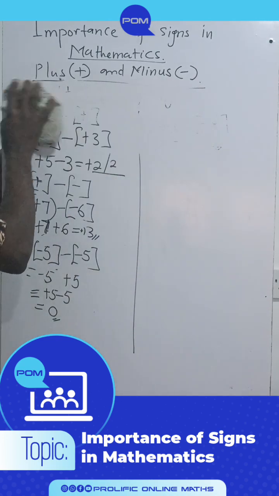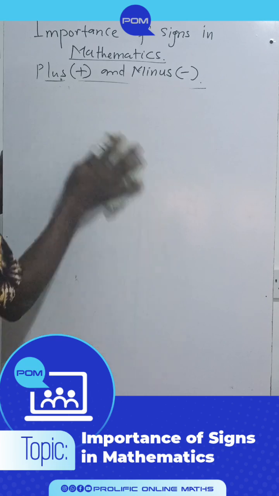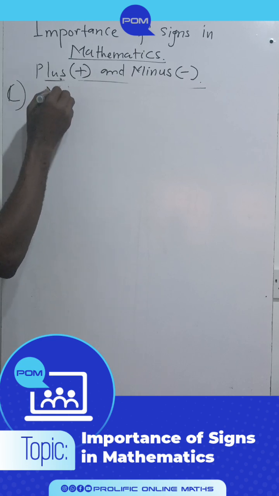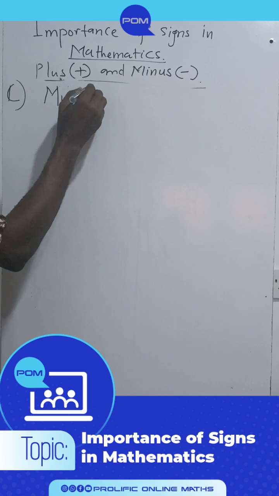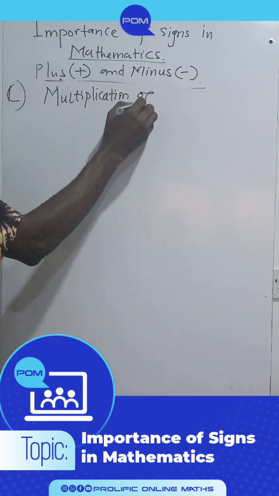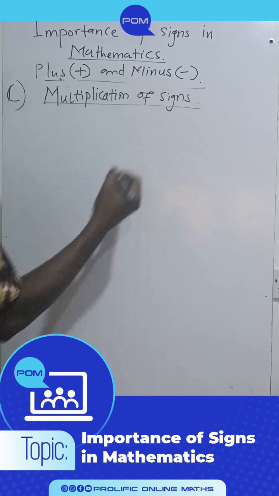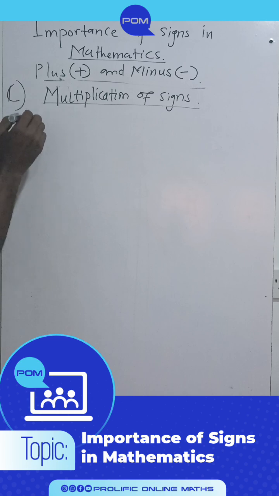Now let's move on to the third aspect, which is the multiplication of sign. Multiplication of signs. Now we look at it.